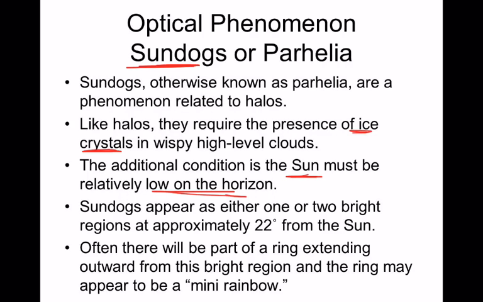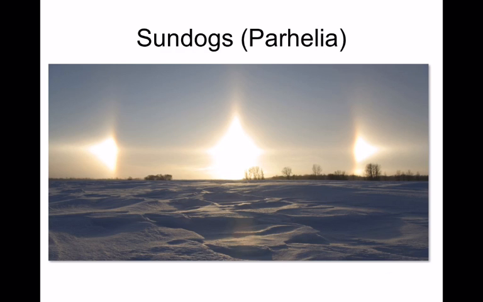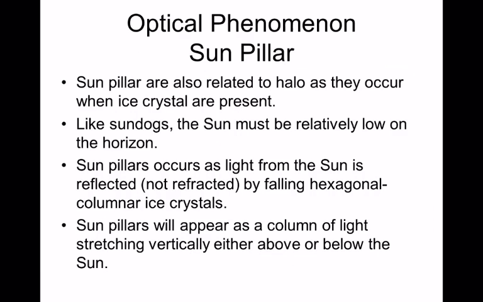And sometimes they definitely have a color to them. Sometimes they'll look kind of like a little mini rainbow, spread out on either side of the sun. So here they are. Here's a picture. This is not the best picture of sundogs that I've ever seen, but the blobby thing in the middle is the sun, and then we have a pair of sundogs on either side. Not bad. Kind of pretty.